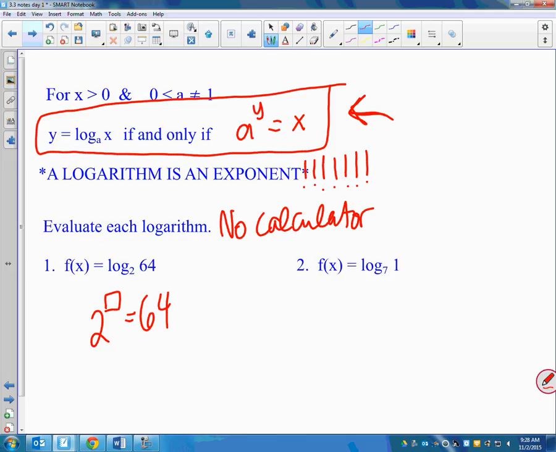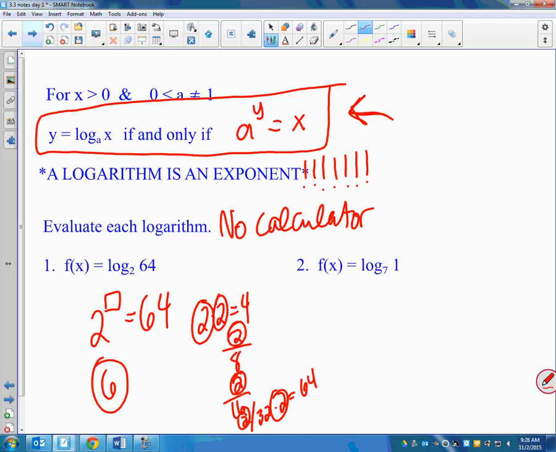But if you don't know, right, 2 times 2 is 4, times 2 is 8, times 2 is 16, times 2 is 32, times 2 is 64. So how many 2's did you multiply together? 1, 2, 3, 4, 5, 6. So the reason I say a logarithm is an exponent is because the answer to this is just the exponent that makes that true. 2 to the what equals 64? 6 is the answer.